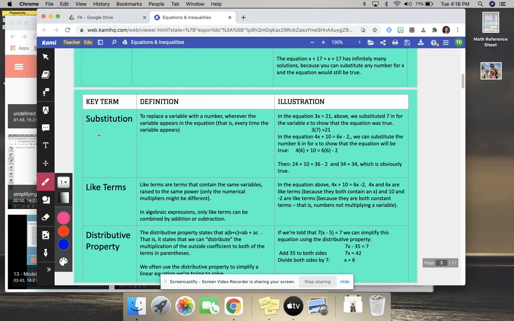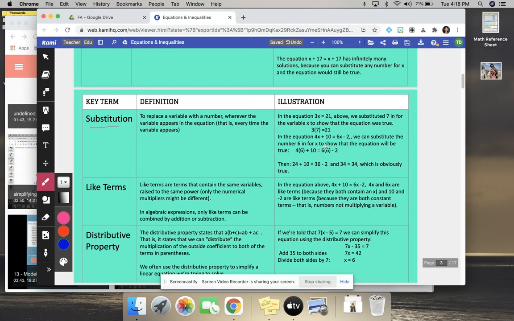Substitution means you're replacing a variable with a number wherever the variable appears in the equation, and that is every time the variable appears. For instance, in the equation 3x equals 21, we substituted 7 for the variable x to show that the equation was true.